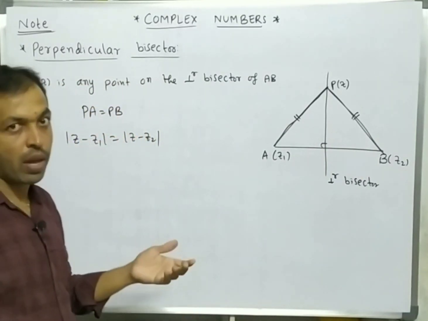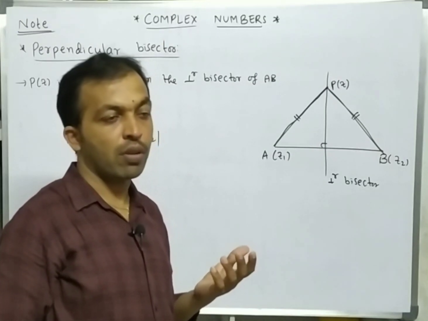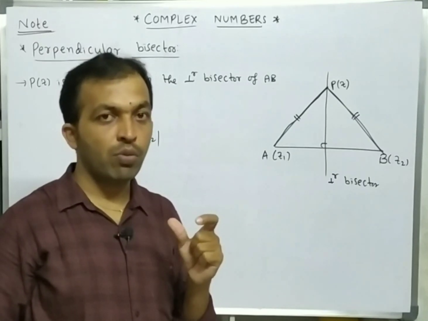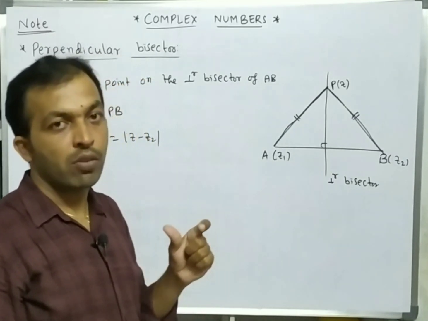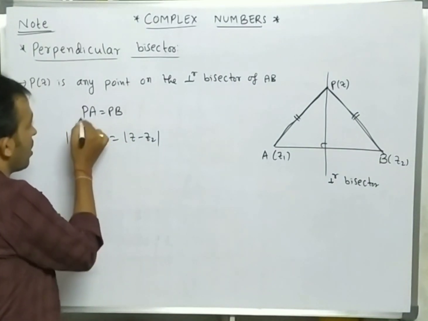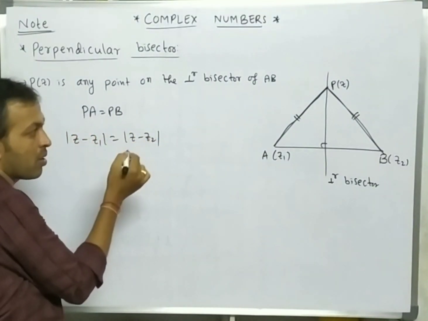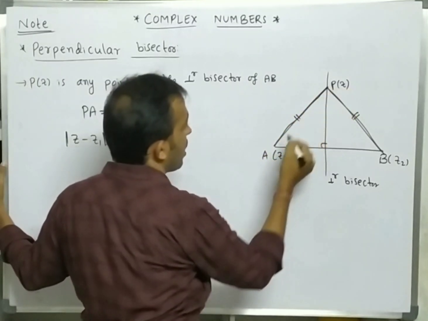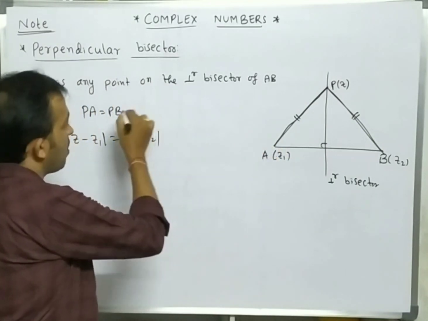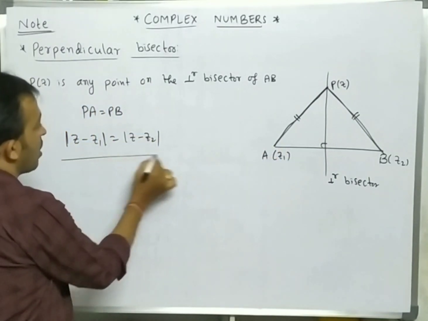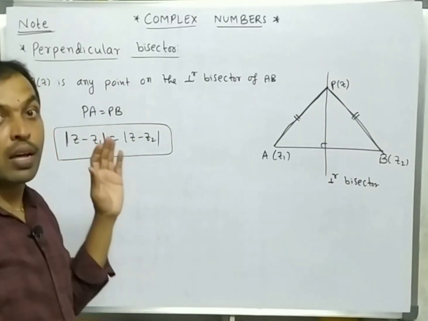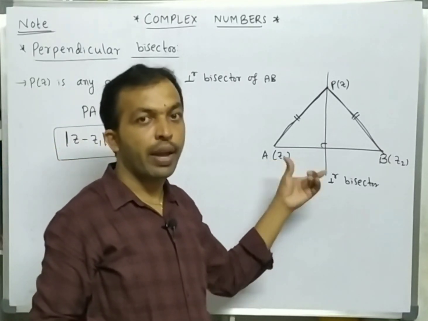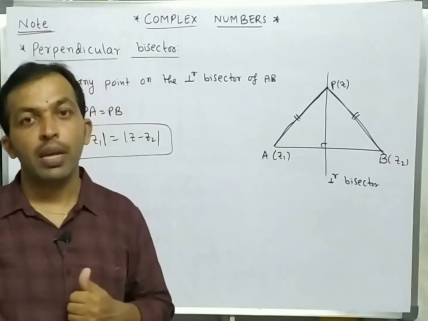Just now we derived the distance between two points. PA is the distance between two points, and the formula is modulus of z minus z1. The distance PB is modulus of z minus z2. So this equation, modulus of z minus z1 equals modulus of z minus z2, represents the equation of the perpendicular bisector of the line joining A(z1) and B(z2).